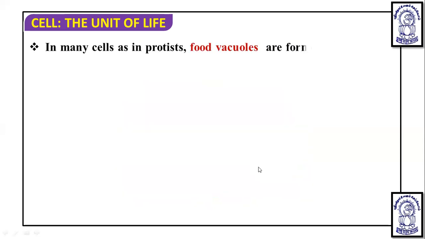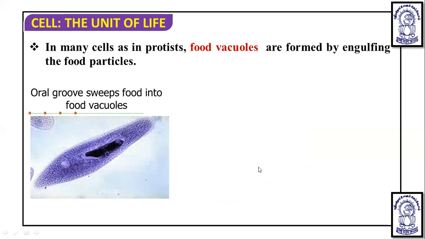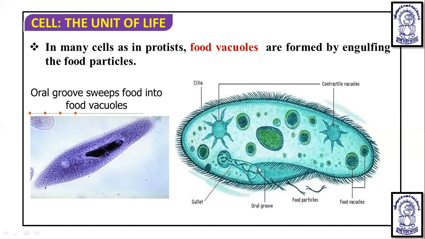Then in many cells, as in protists, you will see the presence of a food vacuole, which is formed by the engulfing of food particles. Here the oral groove is present in this paramecium, which engulfs the food and forms a food vacuole. You can see this is the paramecium, and in it you will see the presence of food vacuoles. So this is all about the vacuole.